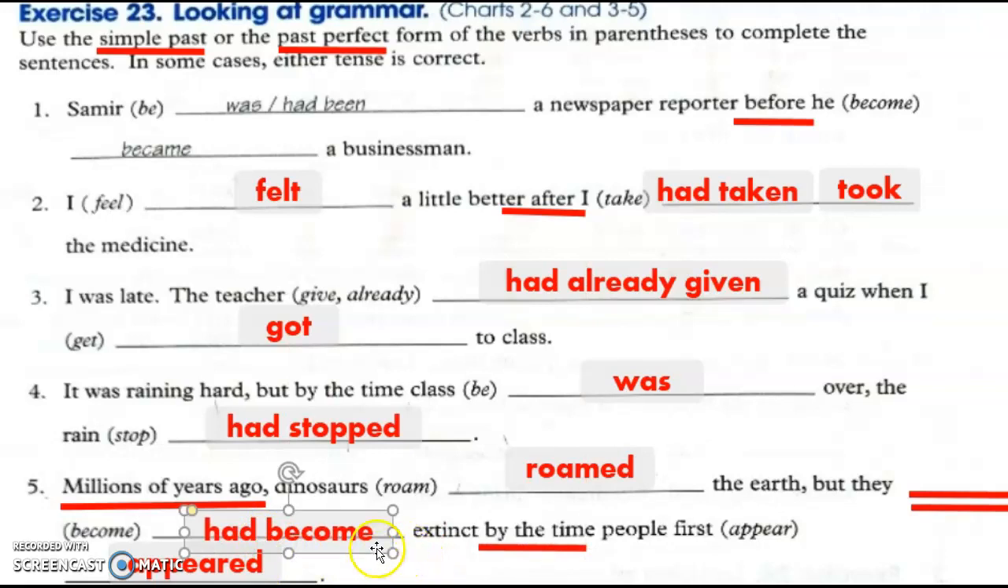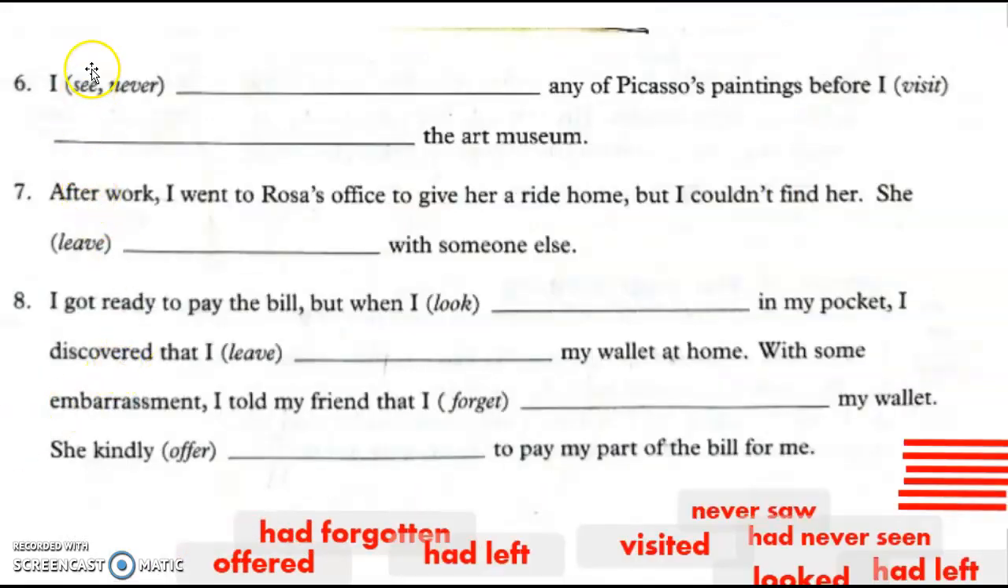Again, to look at them, the verb become and the verb appear. Which one happened first? Did the people first appear, or the dinosaurs become extinct? Surely the dinosaurs became extinct, and then afterwards the people appeared. So this is the oldest verb we have, therefore the past perfect. Now number 6.